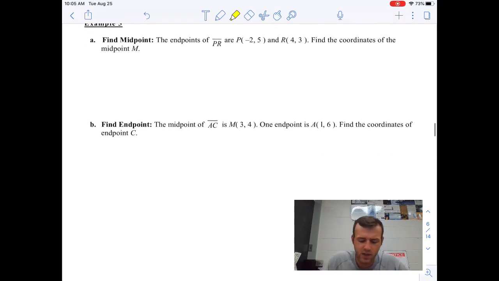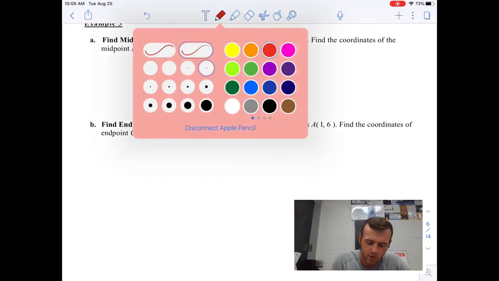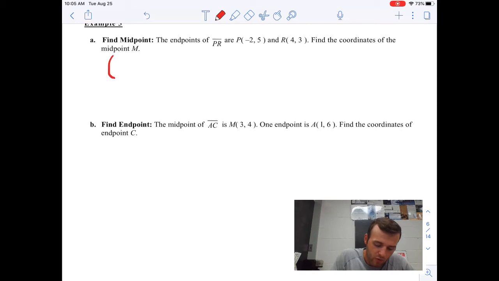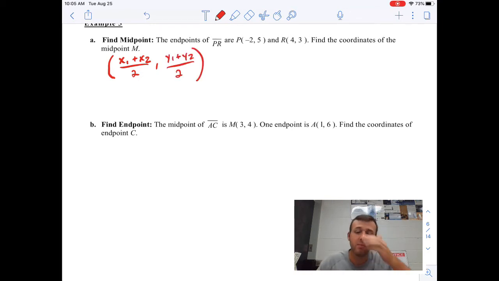So find midpoint. It says the endpoints of segment PR are P negative 2, 5, and R is 4, 3. Find the coordinates of midpoint M. So I'm going to use the midpoint formula. I'm kind of tired of green though. Let's go to red. So my midpoint formula says x1 plus x2 over 2 and y1 plus y2 over 2. And something that I like to do that I recommend that you try, especially with a formula that is not as difficult as ones you've seen in the past and ones we'll see in the future. This is just adding two values together and dividing by 2.